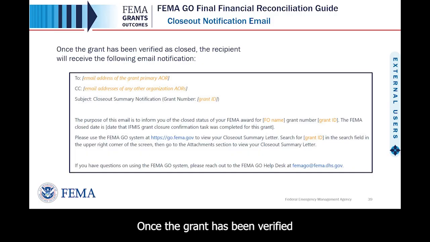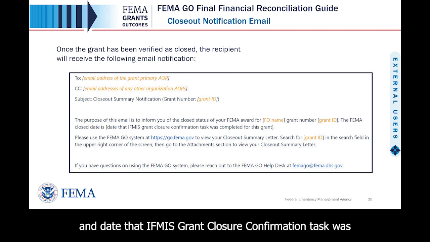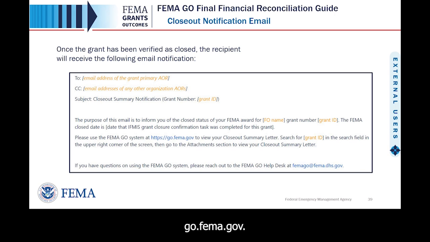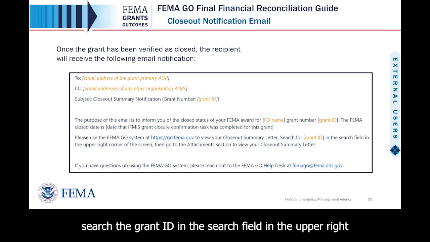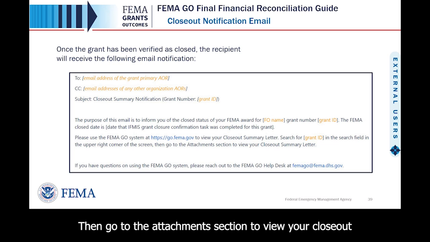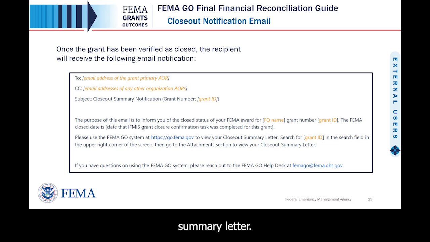Once the grant has been verified as closed, the recipient will receive an email. The email will include the grant name, ID number, and date that IFMIS grant closure confirmation task was completed for the grant. To access the closeout summary letter, you must log in to the FEMA Go system at go.fema.gov. Once logged in, search the grant ID in the search field in the upper right corner of the screen, then go to the Attachments section to view your closeout summary letter.